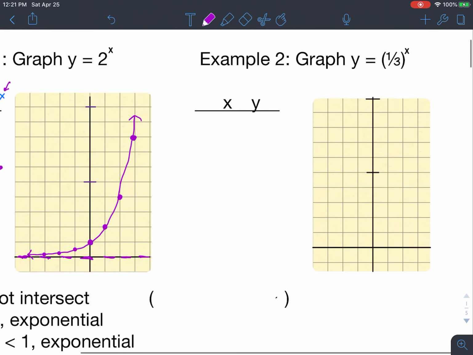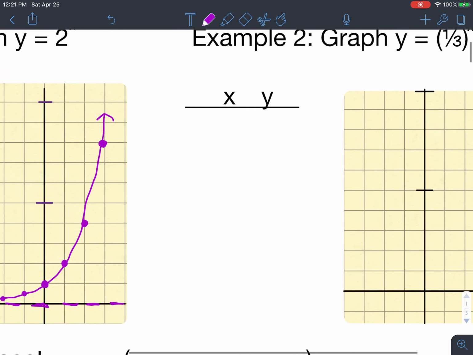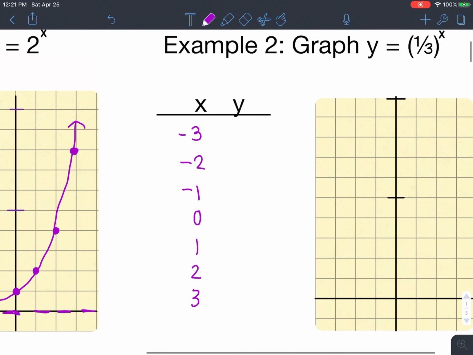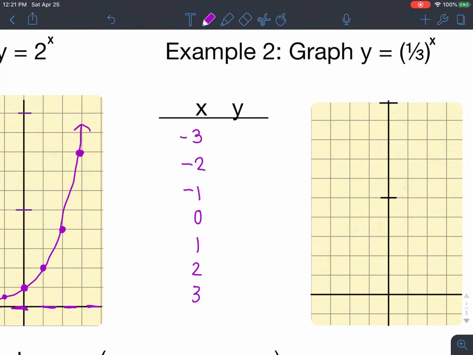Okay, let's try this example. Y equals 1/3 to the x. Okay, we're going to start with the same x values we started with on the other table. And if it turns out that we're not going to use one of them, that's fine, but these are good numbers to start out with. So again, let's start with the 0. So 1/3 to the 0 power is 1, because anything to the 0 power is 1. 1/3 to the first power is 1/3.